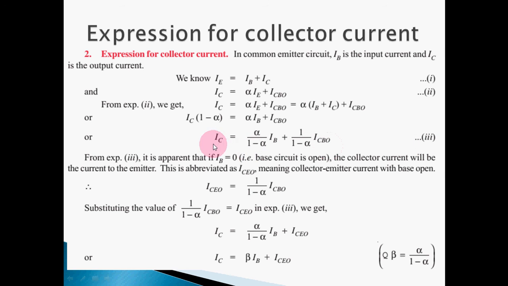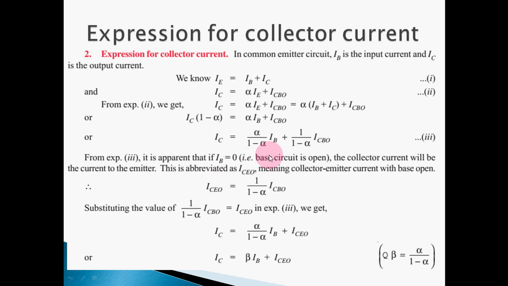We know that IB is the input current and IC is the output current for the common emitter configuration. So if we put IB equal to 0, that means assume that IB equals 0, this part will be 0.